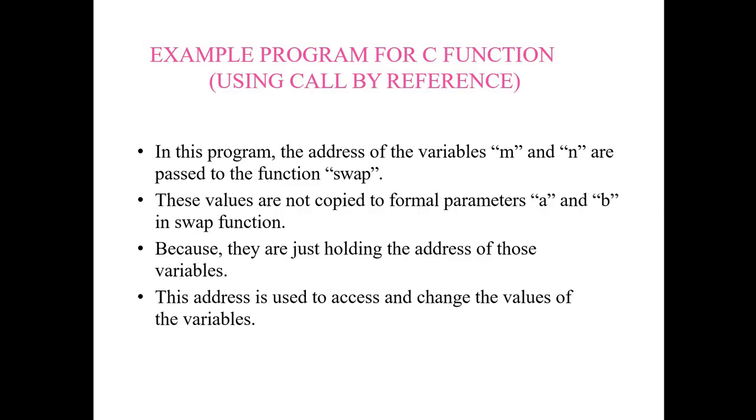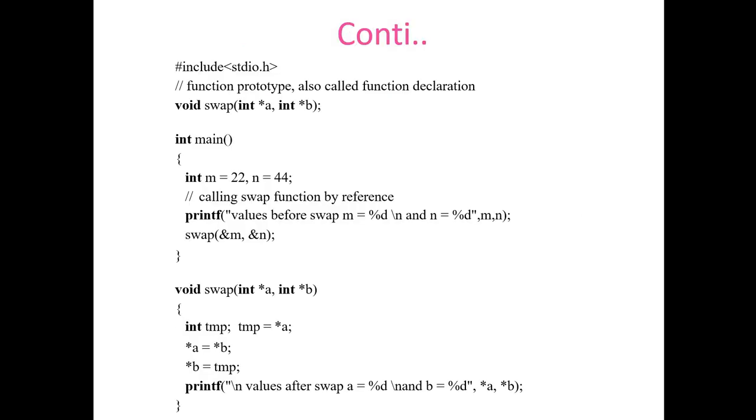In this program, the addresses of the variables m and n are passed to the function swap. The same swapping program will be applied, but in call by value, the values cannot be changed permanently. In the call by reference method, the values are changed permanently. They are just holding the addresses of the variables. This address is used to access and change the values of the variables.